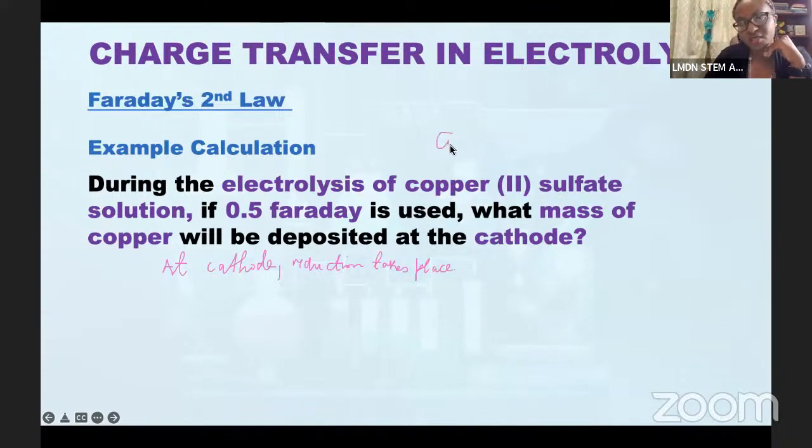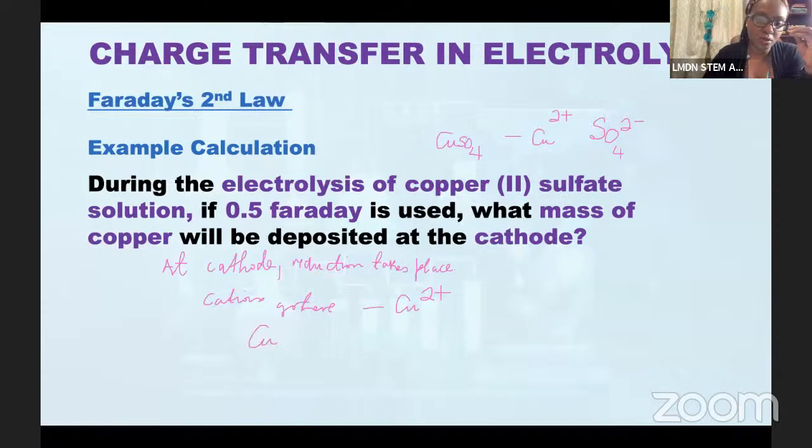What are our species of interest in copper sulfate? What are our ions here? We have Cu2+, that's our cation, and our anion is SO4 2-. At the cathode, cations go here and they get reduced. So the cation in this example is Cu2+. Now Cu2+ is going to get reduced, which means it's going to gain electrons. Reduction is gain.